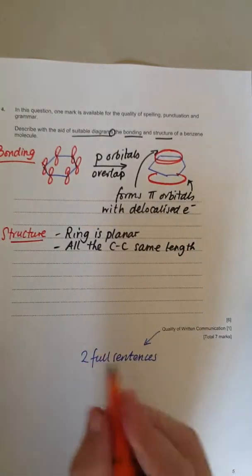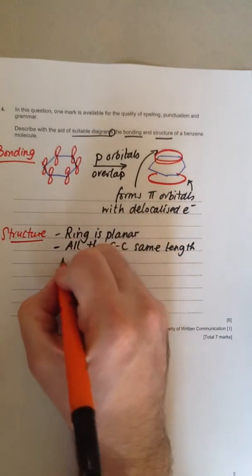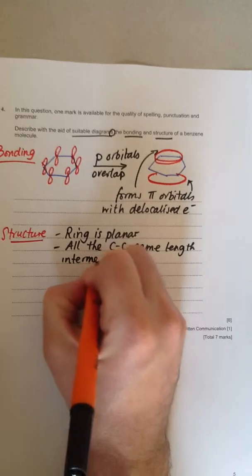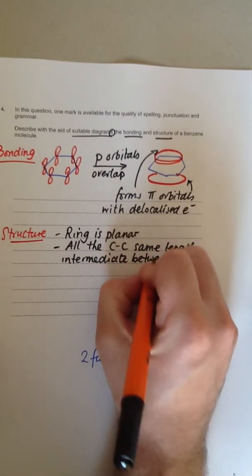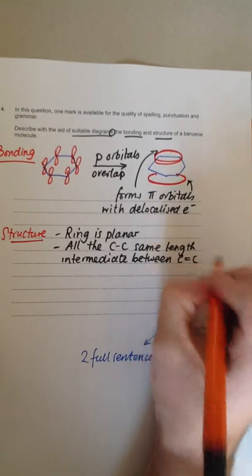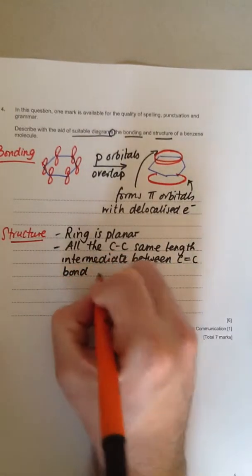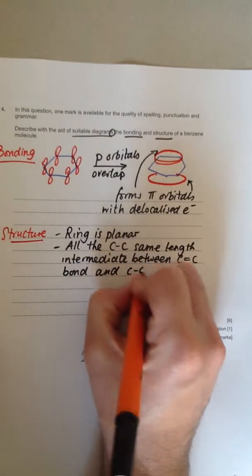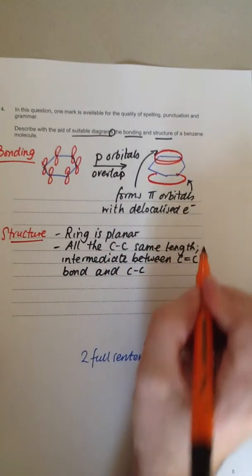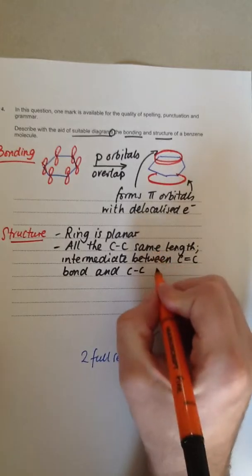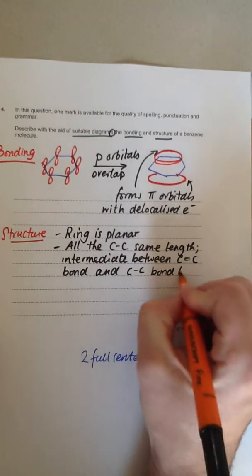And we go a bit further, we can say their bond length is intermediate between a carbon-carbon double bond and a carbon-carbon single bond. So all the carbon-carbon bonds are the same length, and it's intermediate between a carbon-carbon double and a carbon-carbon single bond length.